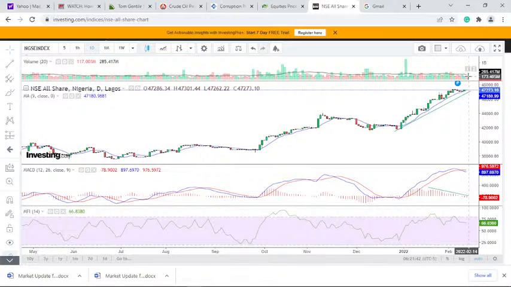Nobody will say that he has 100% control of the market. No matter how rich Dangote is, he can't control the market. That means if you know how to take calculated decisions with the guide of your technical and fundamental analysis, I tell you, your winning side will be more than your losing side.